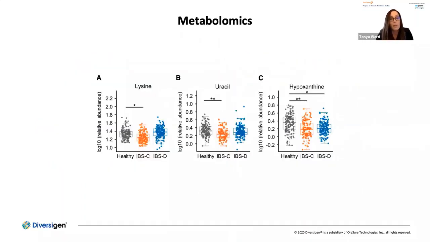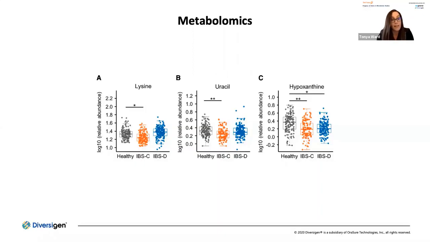If we first look at the metabolomics data, what we found is that those with IBS-C had significantly decreased levels of lysine, uracil, and hypoxanthine. What's really interesting is the hypoxanthine was actually decreased also in those with IBS-D. So hypoxanthine can serve as an energy source for intestinal epithelial cells, and it promotes intestinal cellular barrier development and recovery following injury. So this lower amount of hypoxanthine could reflect decreased production by the host, so in the intestine, or perhaps elevated breakdown of hypoxanthine by the microbiome in the gut of those with IBS.